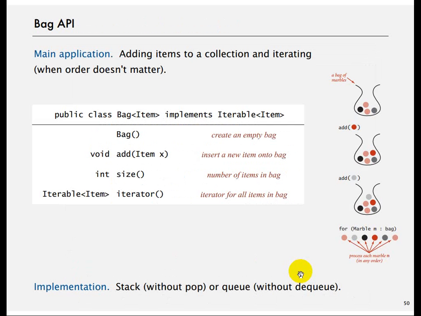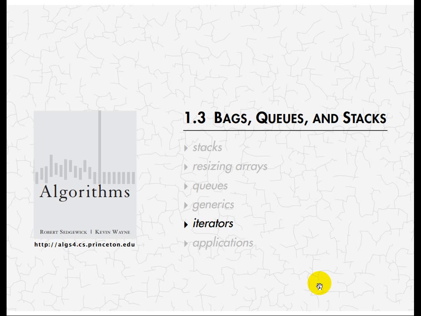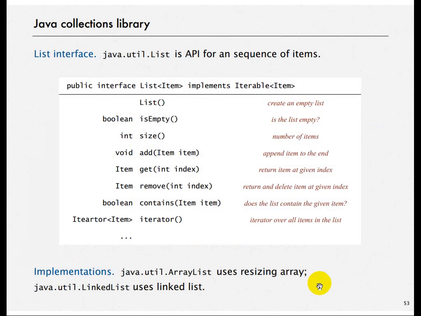That's fine. And bag is something which is, I would say, the most basic, where you're just adding things, and then you're just iterating. You never remove. Okay, so that's the idea. And how would you implement something like that? The implementation is without pop and without dequeue. So that's the basic idea.